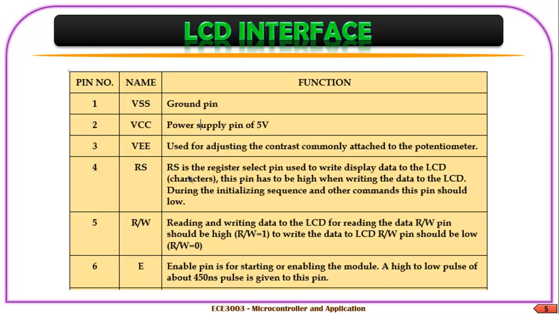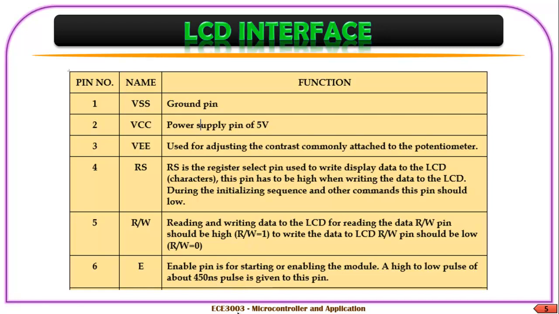Next is RW. So whenever you are considering RW, read operation, write operation, if you make R/W value equal to 0, it's performing a write operation. And whenever you are performing a read operation, the value of R/W should be set to 1. Next is enable. Enable is a pin which is used for starting or enabling the module, and a high to low pulse must be supplied with a 450 nanosecond pulse to activate this enable signal.